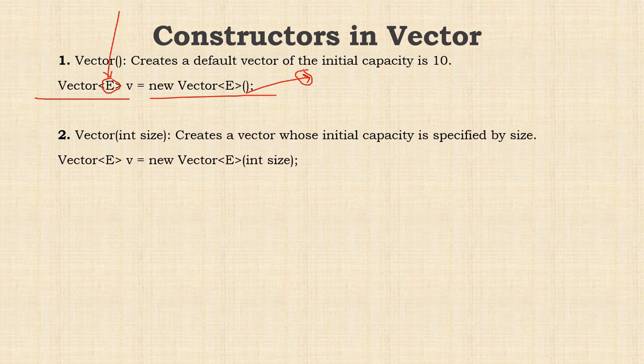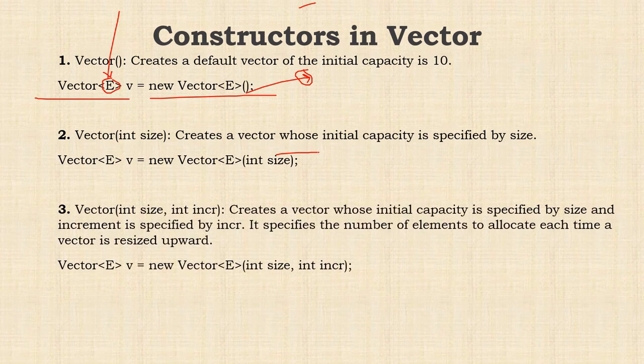And second, we can create the vector with size. Create a vector whose initial capacity is specified by size. So if you provide 10, 20, 30, 40 like this, that size will be considered at the time of creation of the vector. If you give 20, then a vector will be created with size 20, capacity 20.